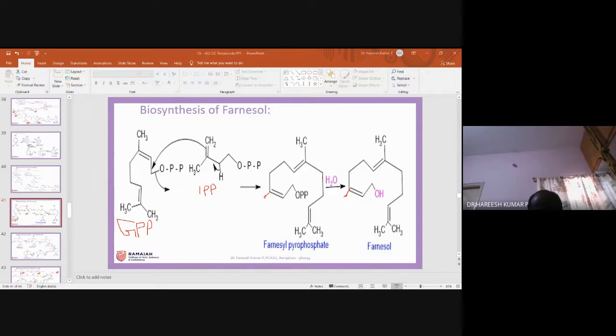How? What is the difference between this and this? Only here the CH3 group is there. This CH3 group is converted into a COOH group. So that means addition of oxygen. Addition of oxygen means there should be an involvement of oxygen, oxidation.